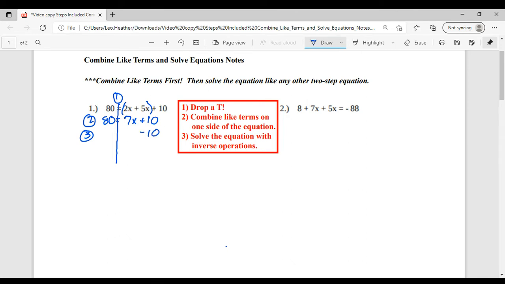So minus 10 from both sides. 70 equals 7x, and then divide by 7. So x equals 10.